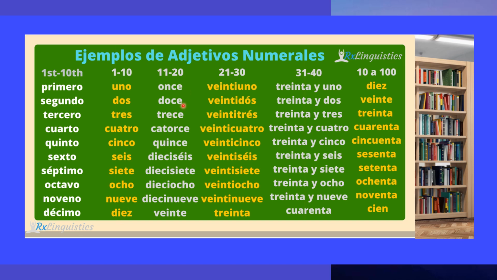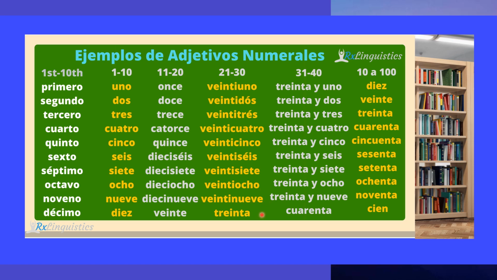11, 12, 13, 14, 15, 16, 17, 18, 19, 20, 21. Okay, these are together, 21. Okay, 22, 23, 24, 25, 26, 27, 28, 29, 30.